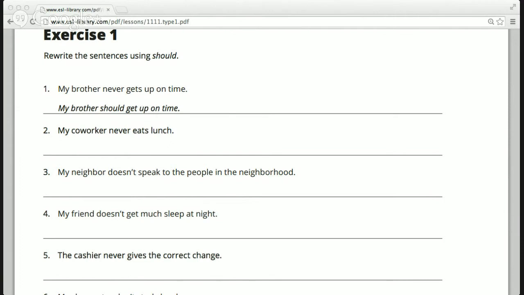Number 3, Amparo. My neighbor doesn't speak to the people in the neighborhood. My neighbor should speak to the people in the neighborhood. Good, good. Nice job.